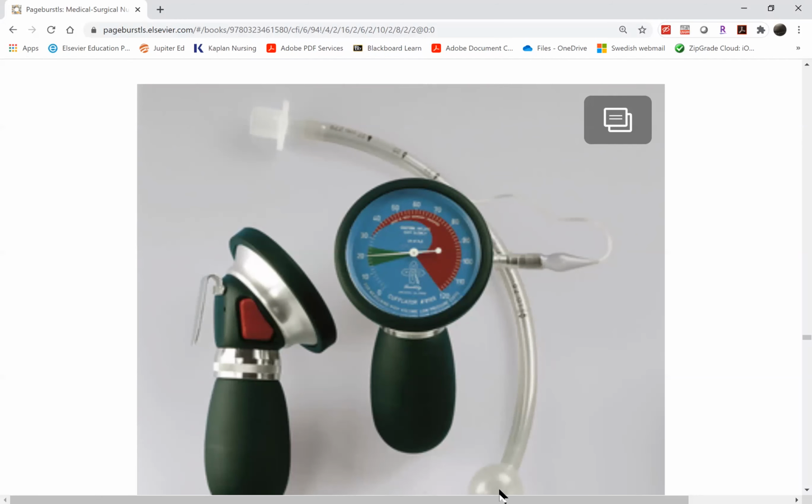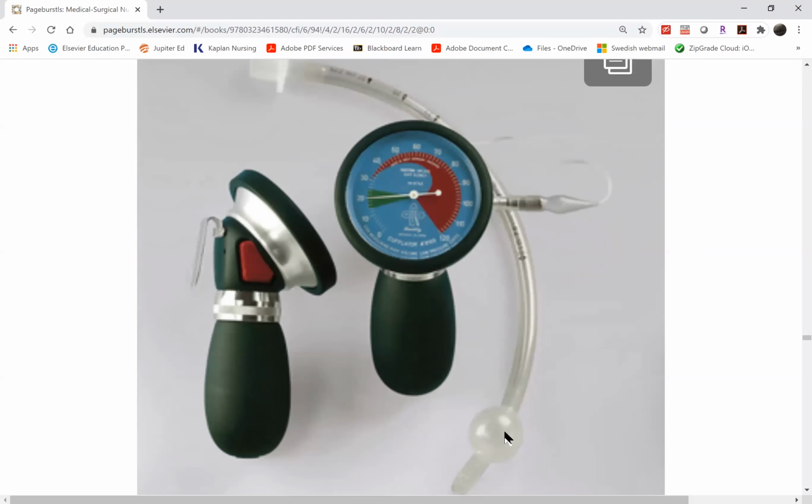If there's air in the cuff, meaning if the cuff is inflated, the pilot balloon is also inflated. If this is flat, that means the cuff is also flat. All it does is tell you that there's air in the cuff, but it won't tell you how much air is in there. To tell you, you have to attach it to a manometer, and again, what should be the range? 14 to 20 millimeters of mercury, or 20 to 30 centimeters of water.